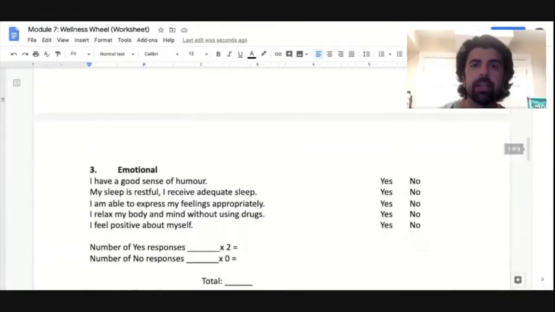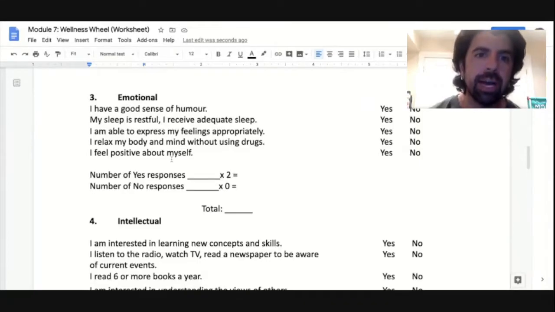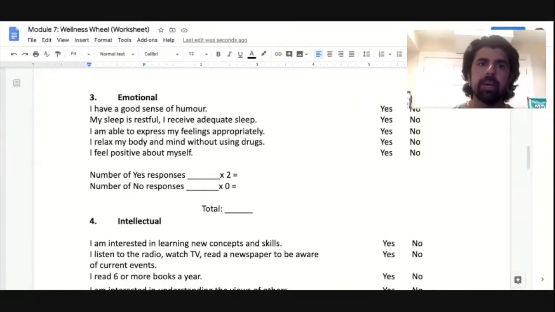Moving on, the next aspect of our wellness wheel will be emotional. I have a good sense of humor. My sleep is restful.